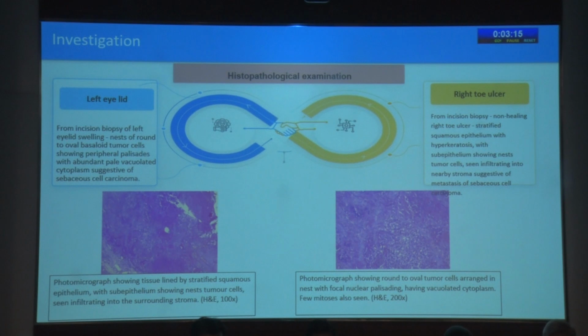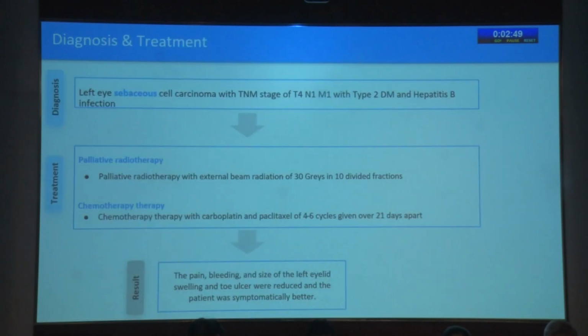On histopathological examination, the left eye showed nests of round to oval basaloid tumor cells showing peripheral palisading with abundant pale vacuolated cytoplasm. The right toe ulcer FNAC showed stratified squamous epithelium with hyperkeratosis, with subepithelium showing nests of tumor cells infiltrating into nearby stroma, suggestive of metastasis of sebaceous cell carcinoma. So a diagnosis of left eye sebaceous cell carcinoma with TNM staging of T4N1M1, with type 2 diabetes mellitus and HBsAg positive, was made.